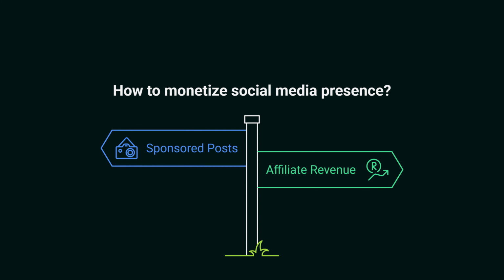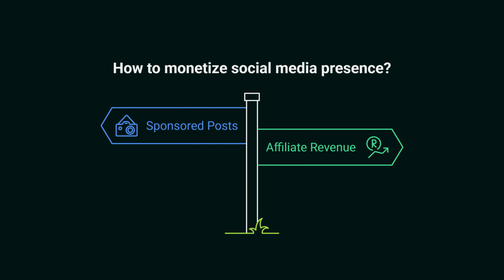Another method could be generating affiliate revenue. You can include affiliate links in your posts so that when someone makes a purchase through a link, you receive a commission, which can range from a small percentage up to 50% of the product's value. And that's it. That's how you can monetize your AI influencer.